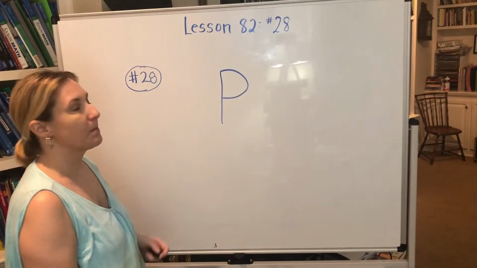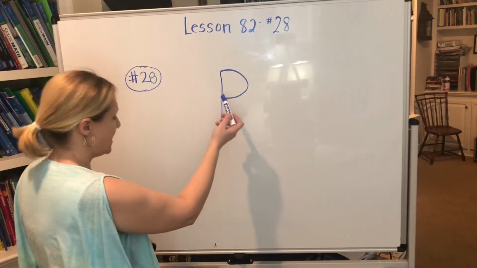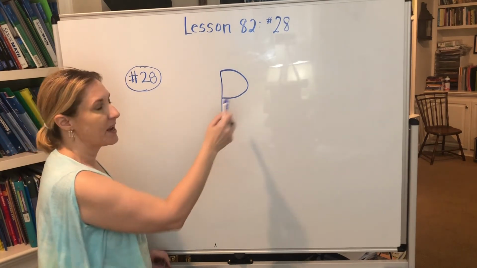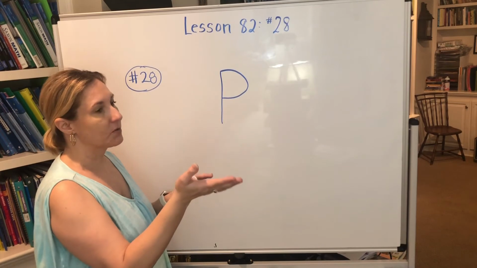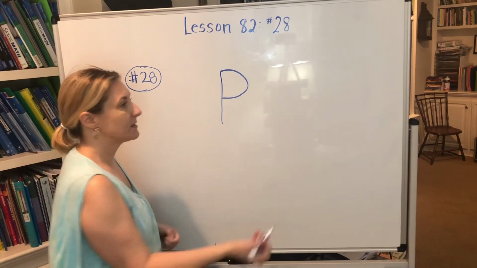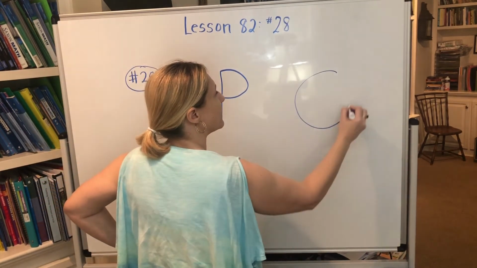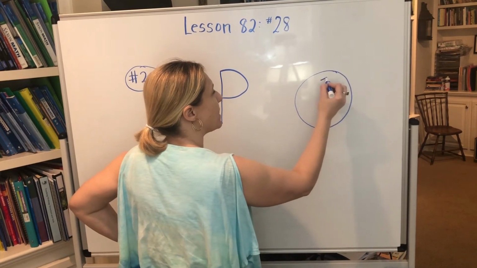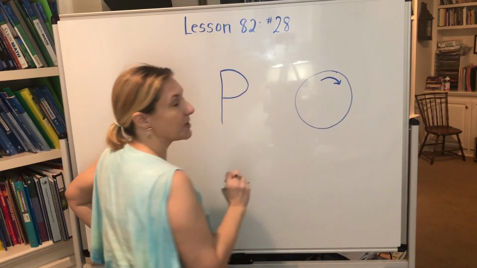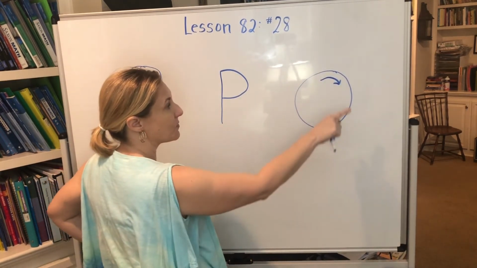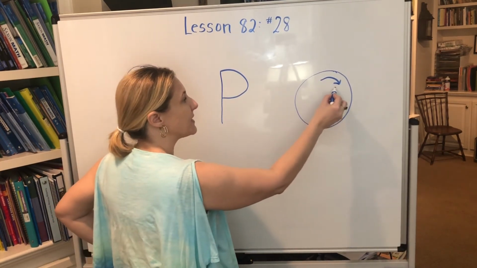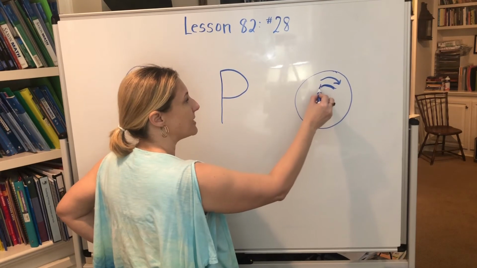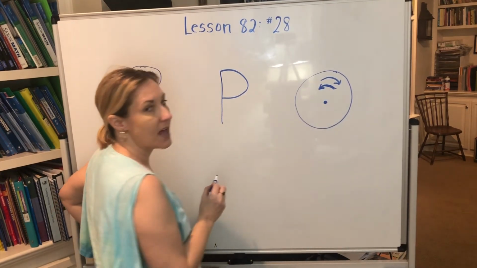Okay, take a look at number 28. It tells us to draw the letter P. Okay, and then we need to rotate it counterclockwise 90 degrees. Okay, here's a clock. Clockwise is to turn something to the right because that's the direction the hands of a clock go in, right? To the right. So if it says counterclockwise, that means to turn to the left.